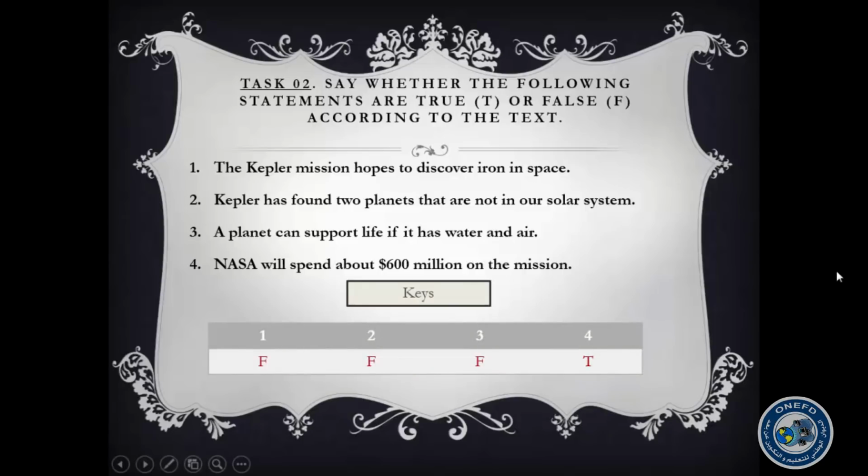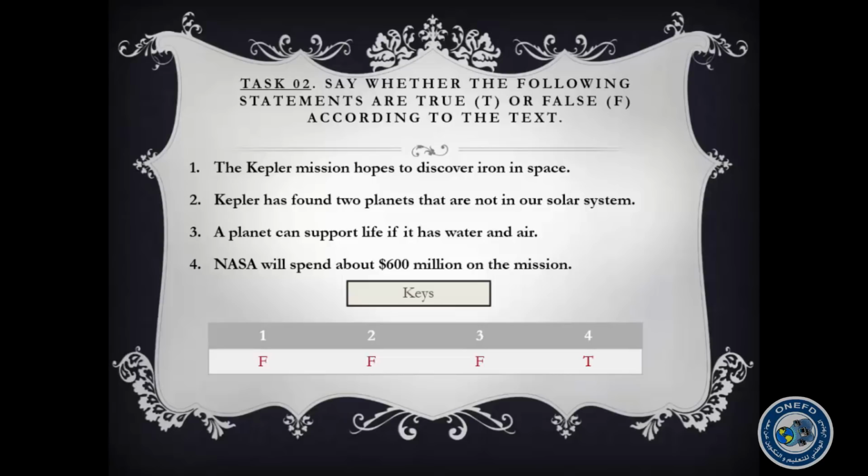So the first sentence, the Kepler mission hopes to discover iron in space, is false. Second, Kepler has found 2 planets that are not in our solar system. It is false. The third sentence, a planet can support life if it has water and air. It is false. Finally, sentence number 4. NASA will spend about $600 million on the mission. It is true. Did you get it right? Good.